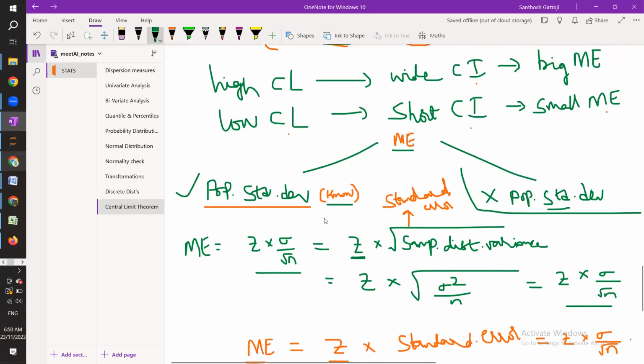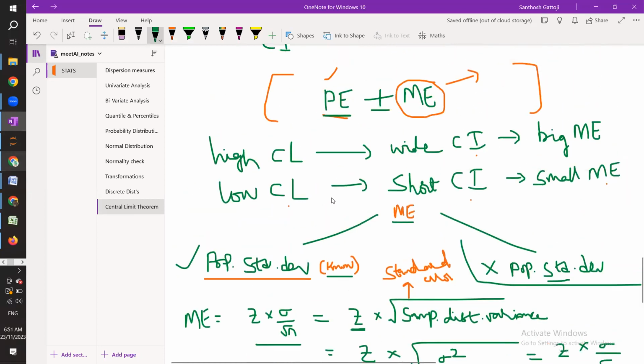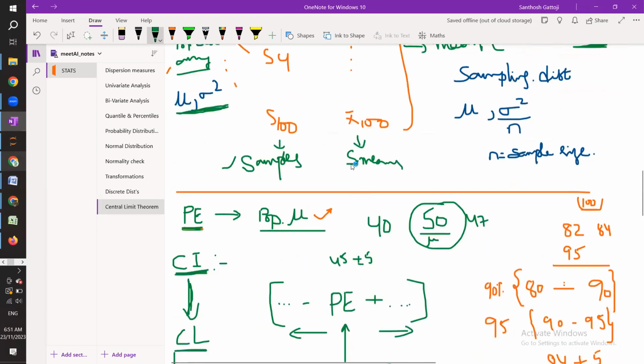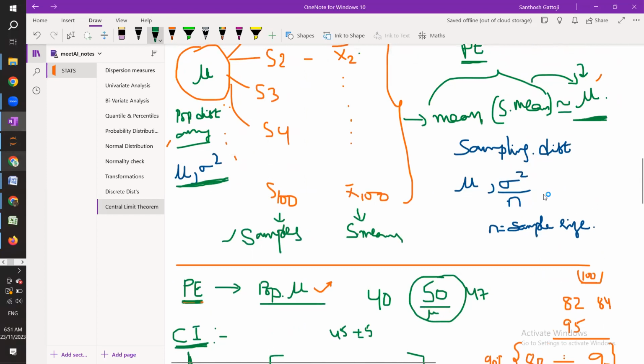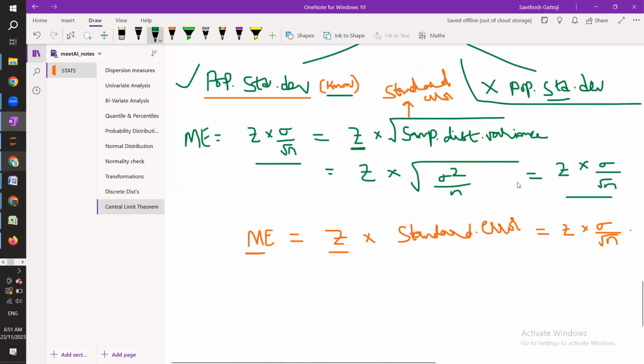Since we'll take multiple samples and create the point estimate, we can use this formula, because it abides by the central limit theorem rules. So we got the standard error, and when you replace, you will get this one.